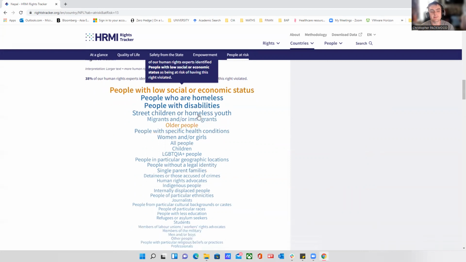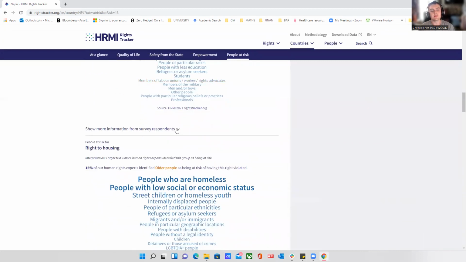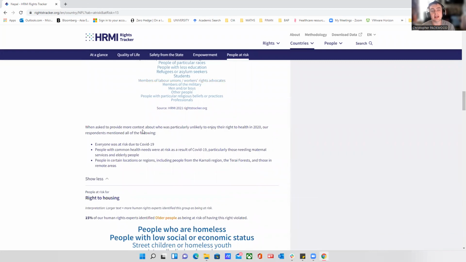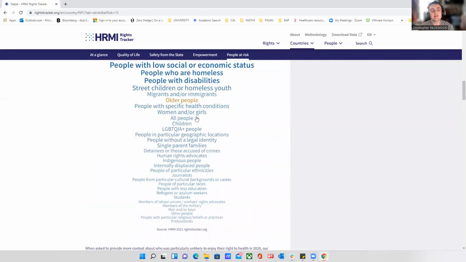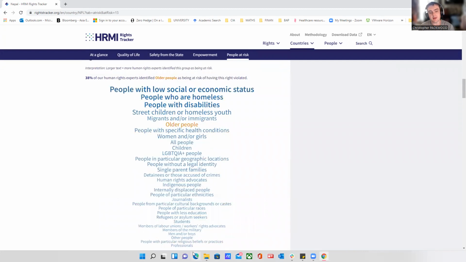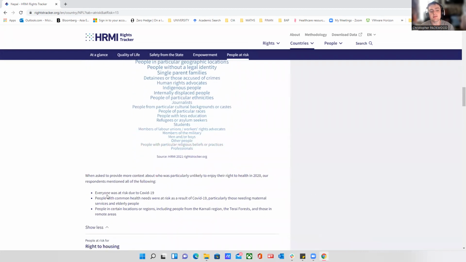We also ask our survey respondents to provide more context about who was particularly unlikely to enjoy their right to health in 2020. And they've listed a few things below. First off, they've said that everyone was at risk due to COVID-19. So regardless of what these people groups are that we've specified, many of them have said that everyone was at risk due to COVID-19 for having the right to health violated.